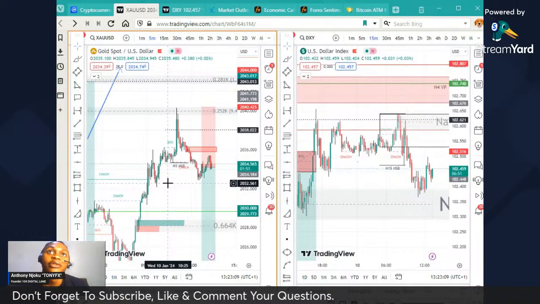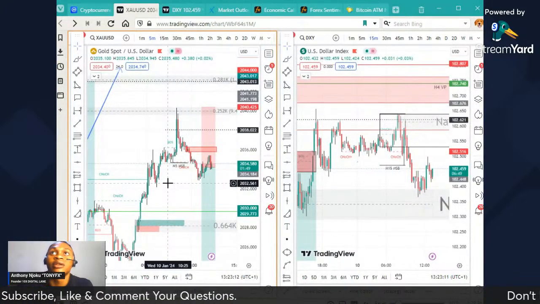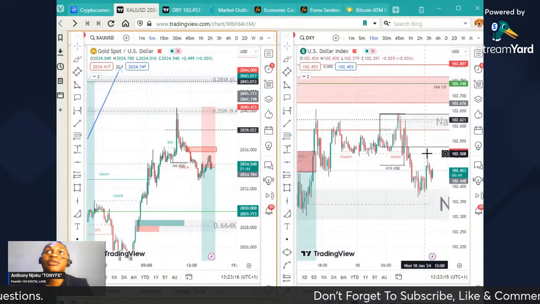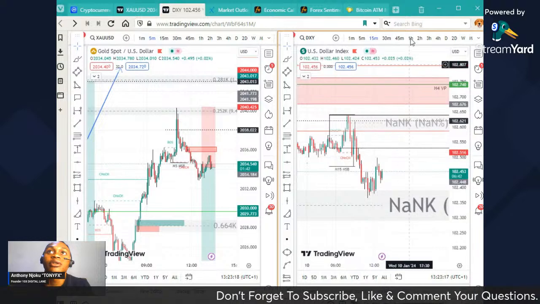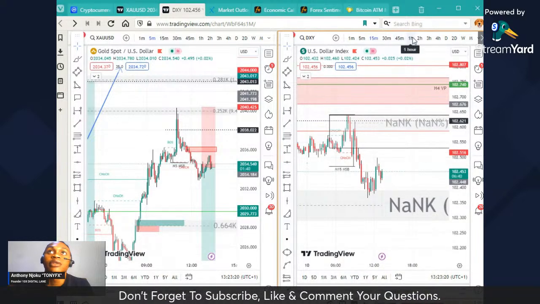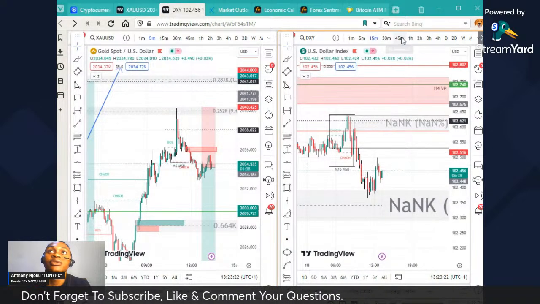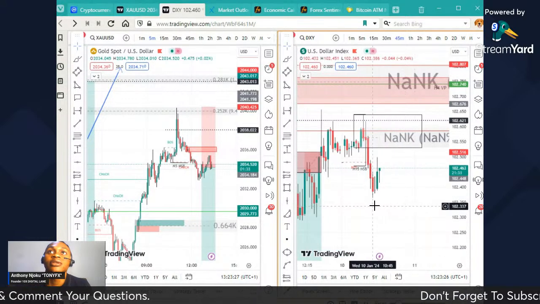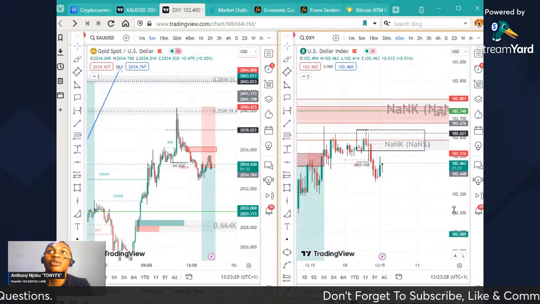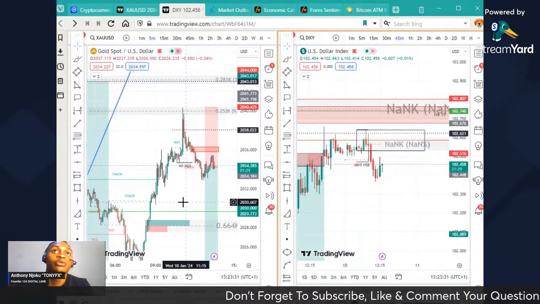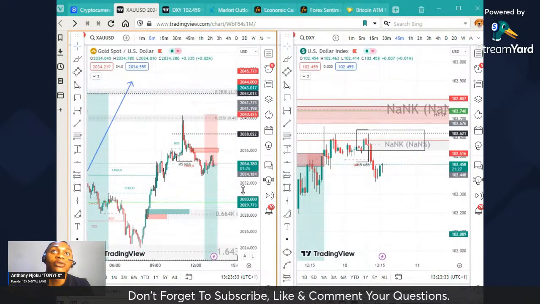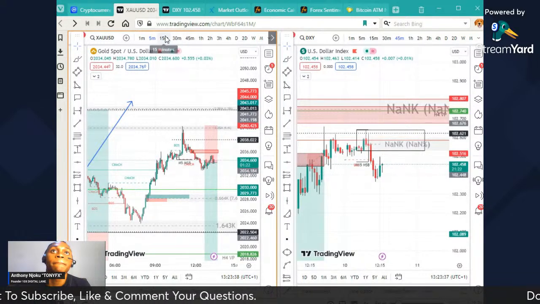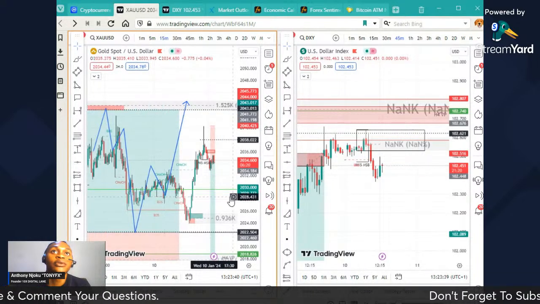Well, you see DXY is increasing now on the right hand side, going back into that order block. Let me use the 45 minutes instead. So DXY is increasing, but no massive reaction on gold, because most times gold doesn't even ride along with the DXY. Gold does its own thing.